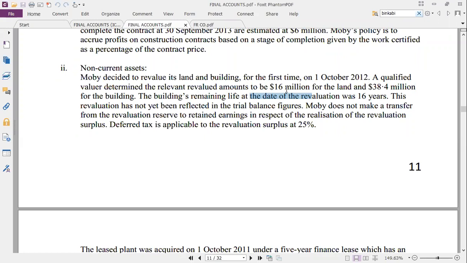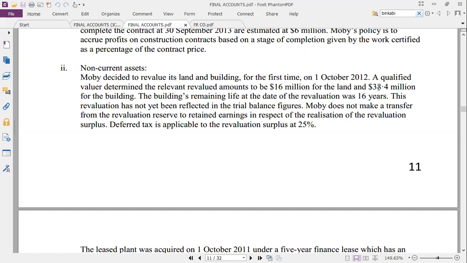The land is revalued at 60 million, and the building at 38.4 million. The building remained live at the date of valuation for 16 years. That means we can look for the depreciation, right? So that will be the building. We don't depreciate land. So the building, 38.4 divided by the 16 years. That is the depreciation.